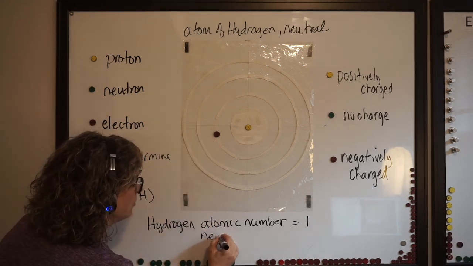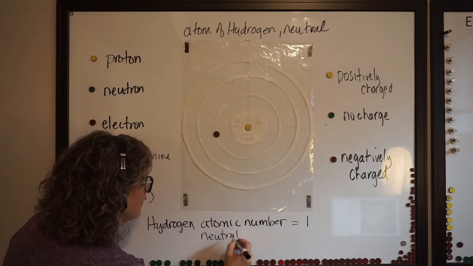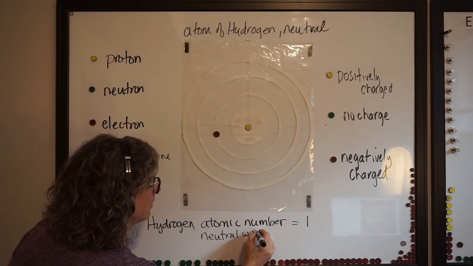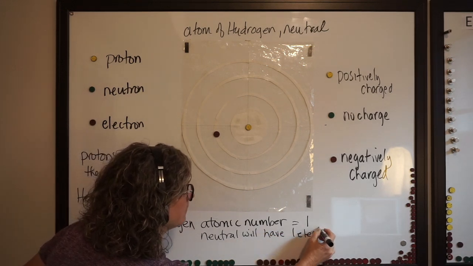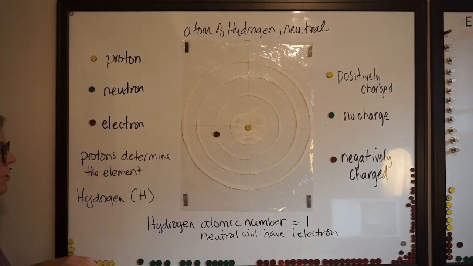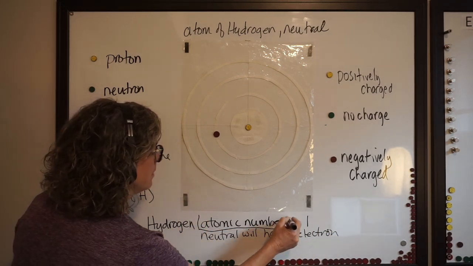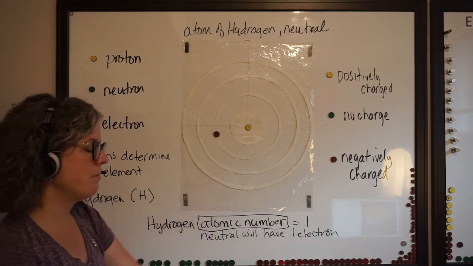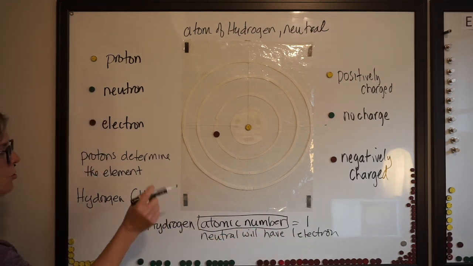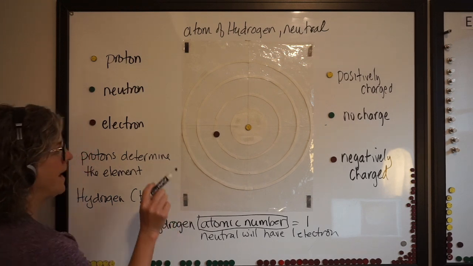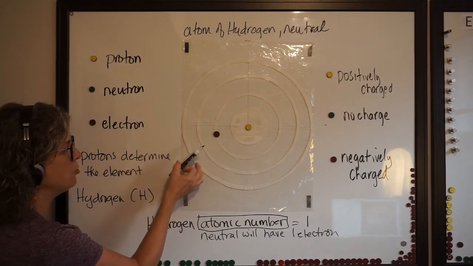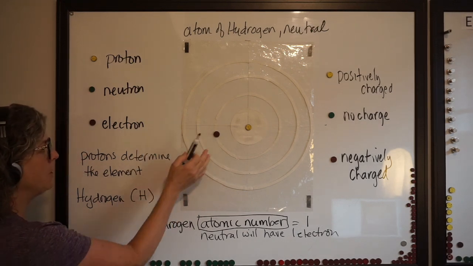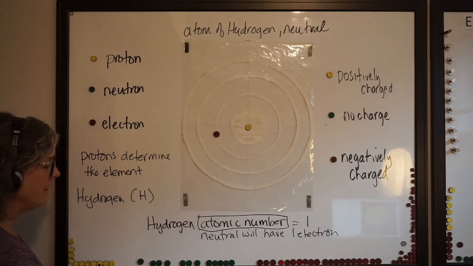So a neutral hydrogen will have one electron. Okay? So the atomic number is telling us our number of protons, and if it's neutral, we know it's going to have one electron. Okay? So now, how do I figure out the mass of this? How do I figure out how many neutrons are found in this atom?